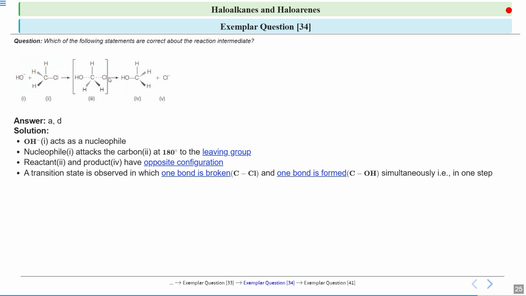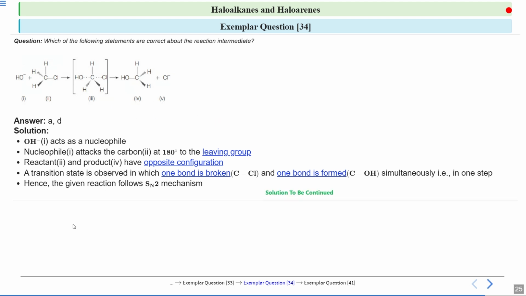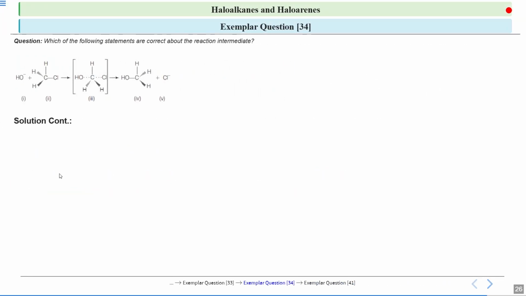And a transition state, which you are calling here in this question an intermediate, is observed in which one bond is broken between carbon and chlorine, because chlorine is a leaving group, and one bond is forming between hydroxyl and the carbon simultaneously in a single step. Hence, this given reaction will follow the SN2 mechanism. The intermediate third you are getting in this reaction represents a transition state which is unstable.